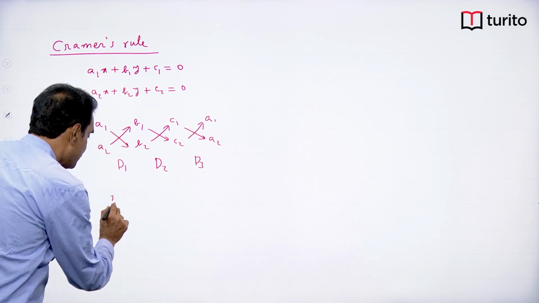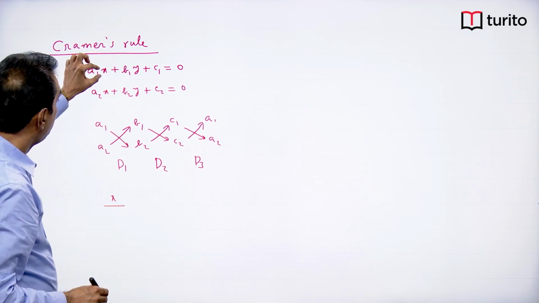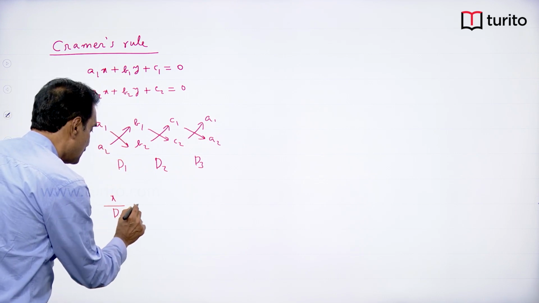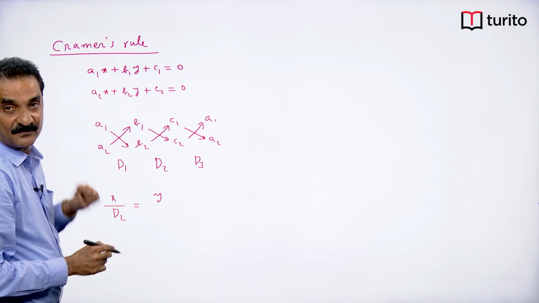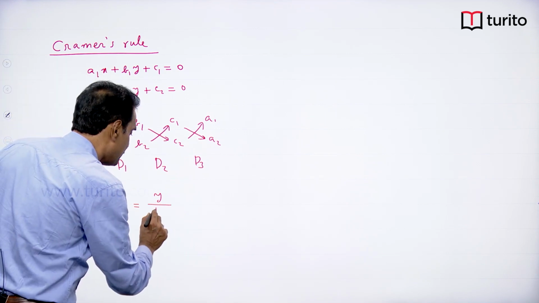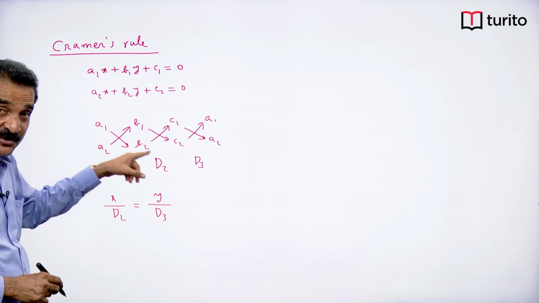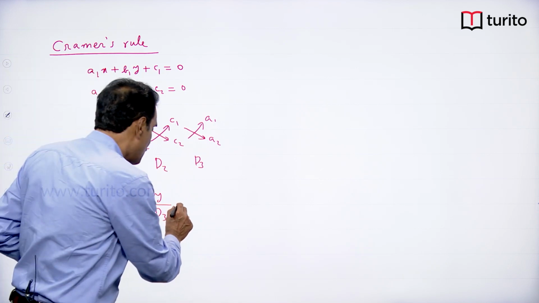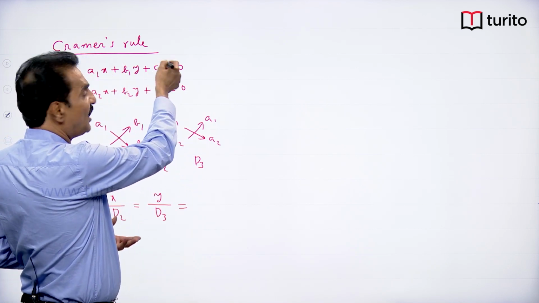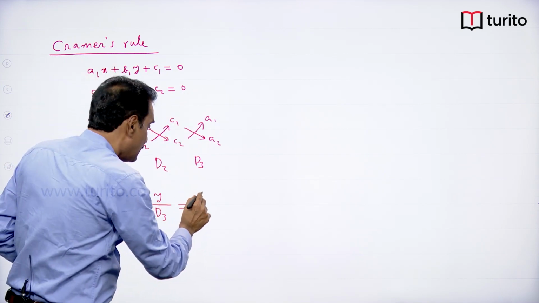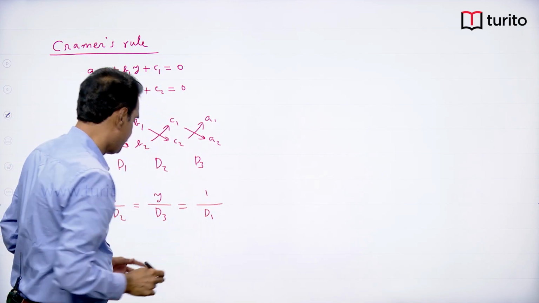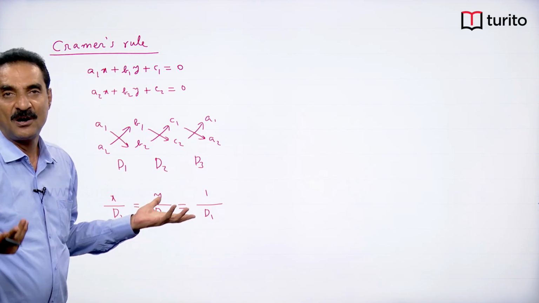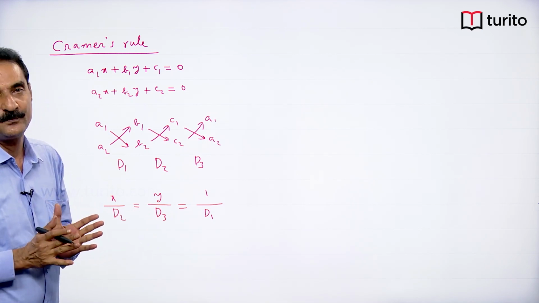Now you write x by d2, first unknown is x by d2, is equal to second unknown is y by d3, is equal to, next is constant, so take 1 by d1. Then x is equal to d2 by d1, y is equal to d3 by d1. So you got the values of x and y. This is called Cramer's rule.